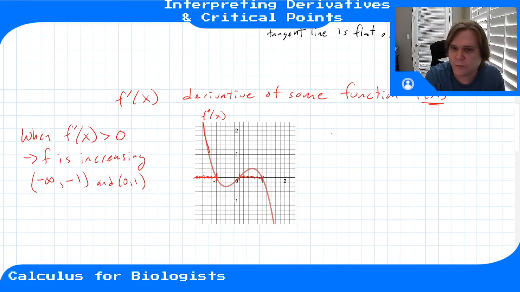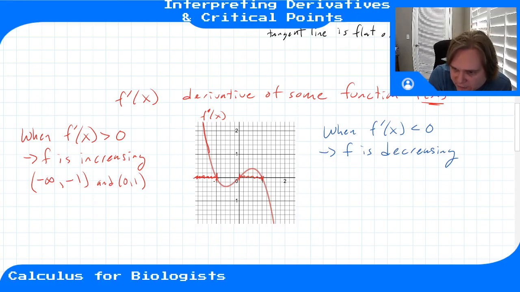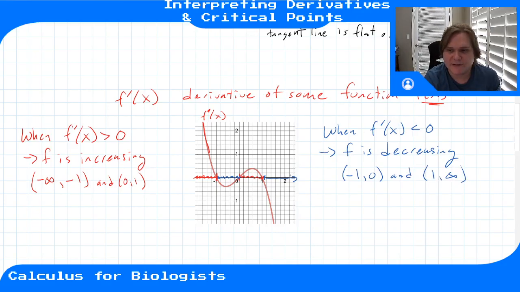On the other hand, when f prime of x is negative, that tells you where the function this is the derivative of is decreasing. If we look at our derivative function, that would be from here to here. That's where our derivative is negative, and the same from here on. So from negative 1 to 0 and 1 to infinity, our derivative is negative, which means our function is decreasing.